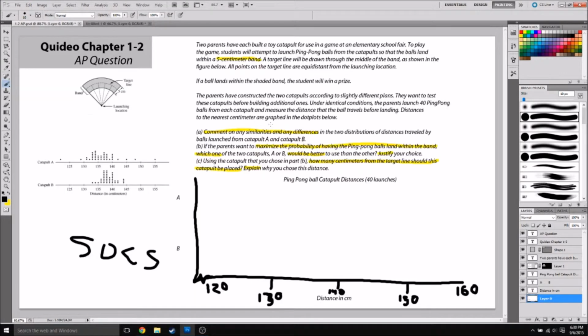What we're looking for is similarities and differences in the two distributions of the ping pong balls launched by the catapults. I'm going to draw the two dot plots as box plots below so you can get a better representation of what the data looks like. Catapult A has a minimum of 122, a quartile 1 of 133.5, 136 as the median, quartile 3 starts at 138, and the max is 155.